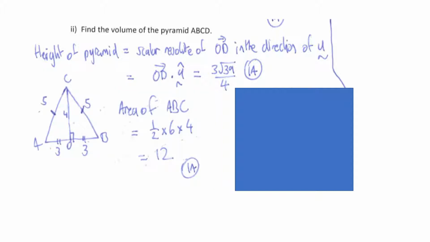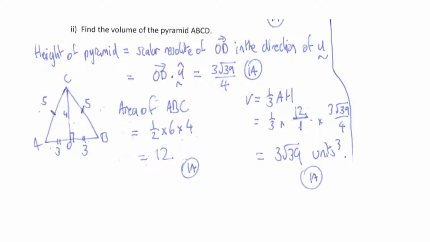Okay, so what is the formula for the volume of a pyramid? 1/3 area of base times height. As it turns out, you're dealing with nice numbers therein. So area of ABC, 12. Volume 1/3 times 12 times 3 root 39 on 4. Leaves you with a nice little answer of 3 times root 39.